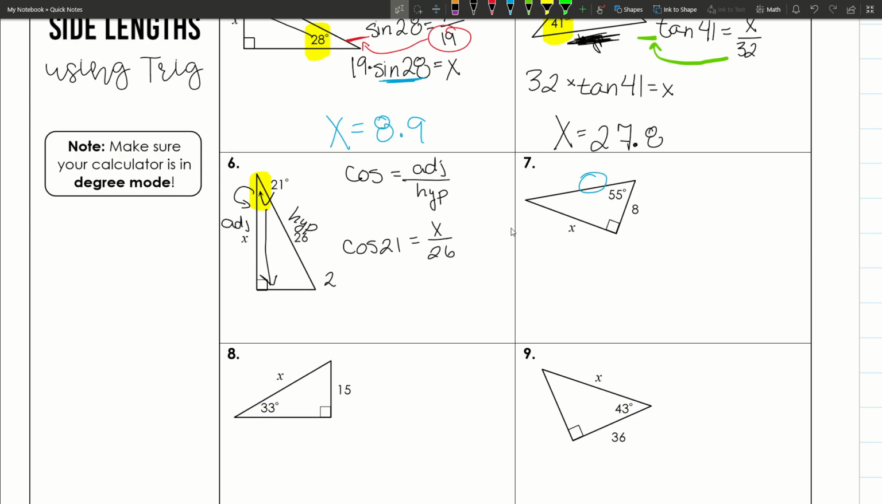We move that 26 out front, so we have 26 times cosine of 21. And now we go to our calculator and type in 21 cosine times 26 equals 24.2.